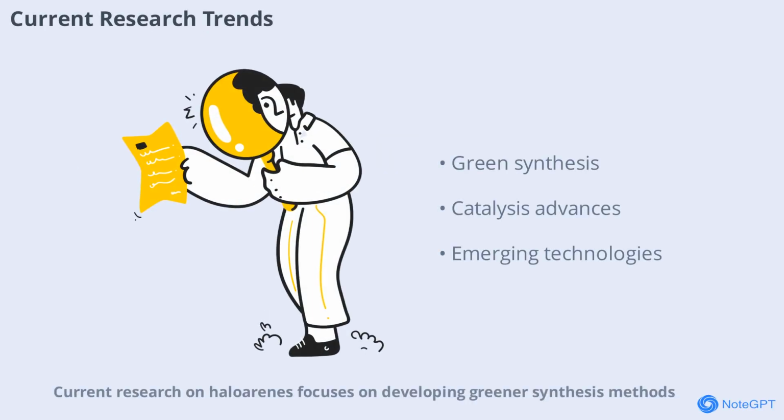Current research on halogens focuses on developing greener synthesis methods, understanding their environmental fate, and designing new compounds with improved properties. Advances in catalysis and computational chemistry are driving innovation in this field. Researchers are also exploring the use of halogens in emerging technologies, such as organic electronics and nanomaterials.